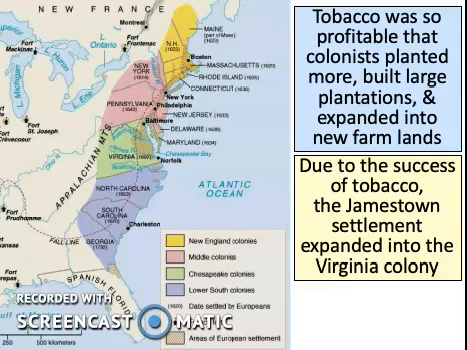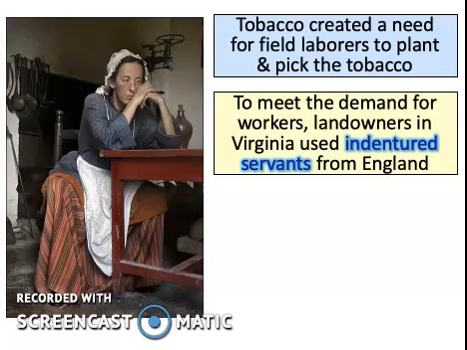Now, early on, tobacco was very high in need of workers to be able to not only manage the crop but to plant it and then to pick the crop. Typically, when we think about people working on tobacco plantations, many of us think of African slaves. But early on, this was not really the case. Early on, landowners in Virginia used people called indentured servants to do this work on tobacco plantations.